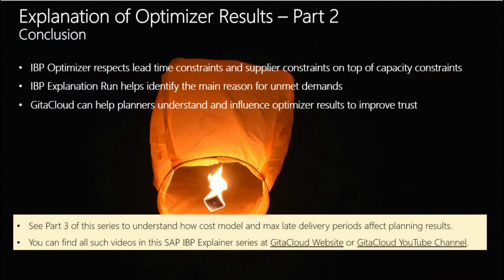In conclusion, IBP Optimizer respects lead time constraints and supplier constraints, on top of capacity constraints. IBP Explanation Run helps identify the main reason for unmet demands. GitaCloud can help planners understand Optimizer results with a broader context to improve trust, with a managed service. See part 3 of this series to understand how cost model and max late delivery periods affect planning results.